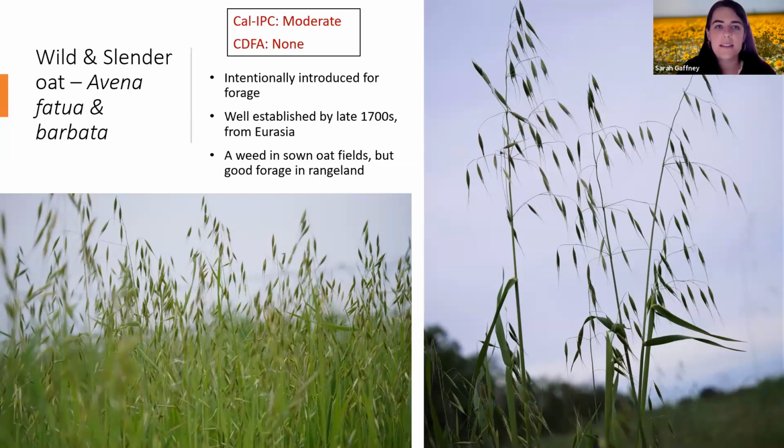You can note that CDFA does not give avena any kind of ranking, and that's because avena was introduced intentionally by the Spanish for forage, and it's considered one of the better forage species in our rangelands. And so it's good, and we want it on our rangelands to feed our cattle. So the Department of Food and Agriculture, of course, is not going to see anything wrong with that. Whereas Cal-IPC only focuses on environmental damage, they're labeling it as moderate. And so some records show that avena was well established in California by the late 1700s. Yeah, and so it's a weed. It can be considered a weed in sown oat fields, but largely it's considered desirable in our rangelands.